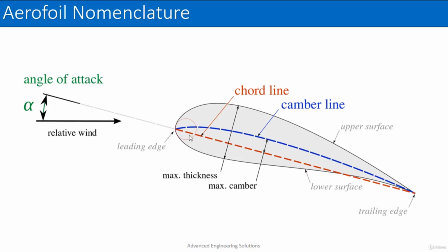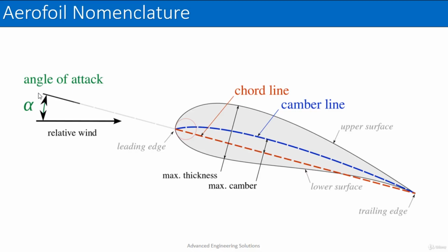Also we have the location of the maximum camber, and also the maximum thickness. Maximum thickness is the largest thickness among all the sections along the chord length. So you can see here we have the maximum distance between the lower surface and the upper surface. And here we have the maximum camber, which is the distance between the camber line and the chord line.